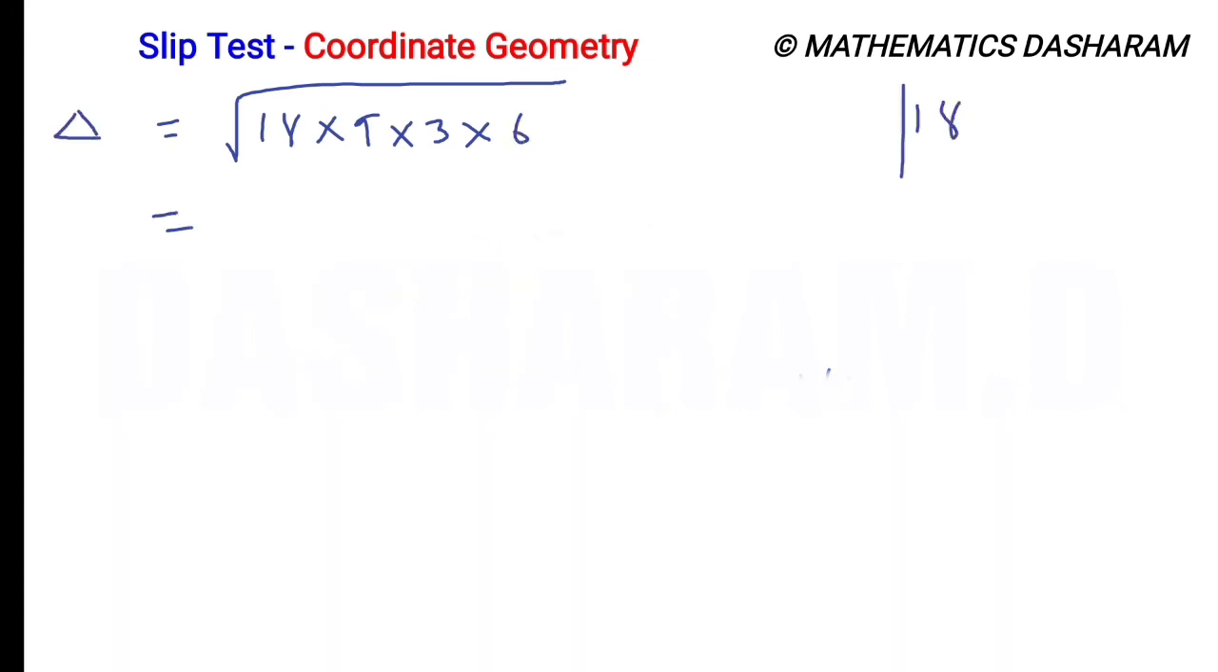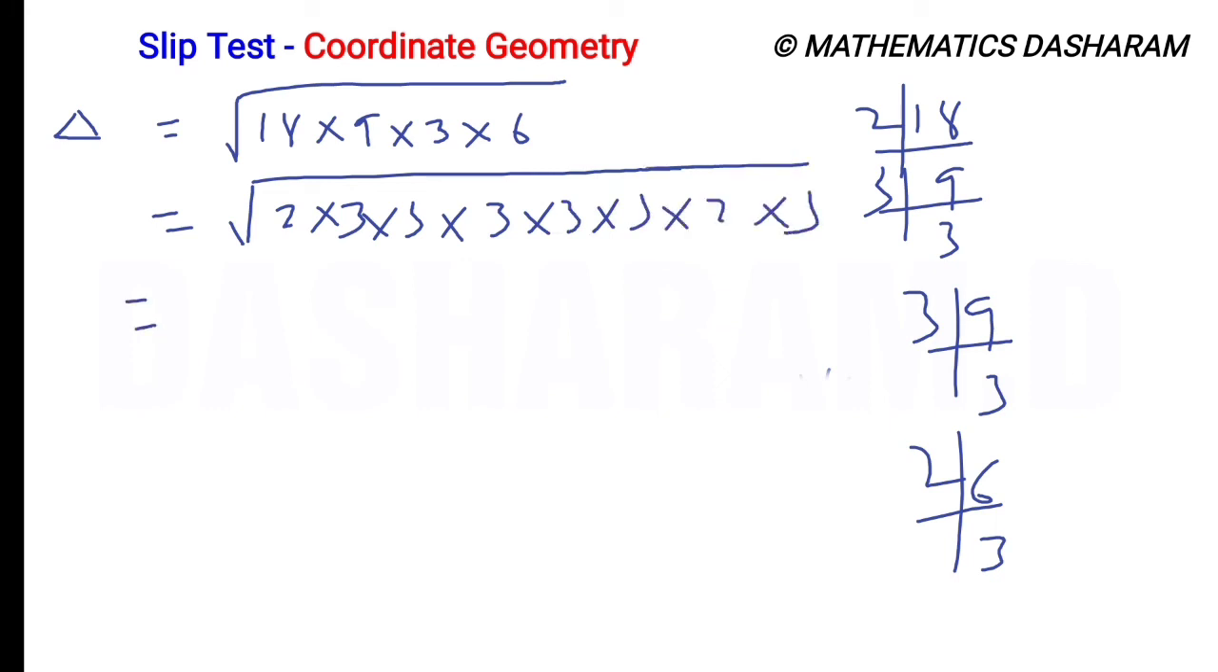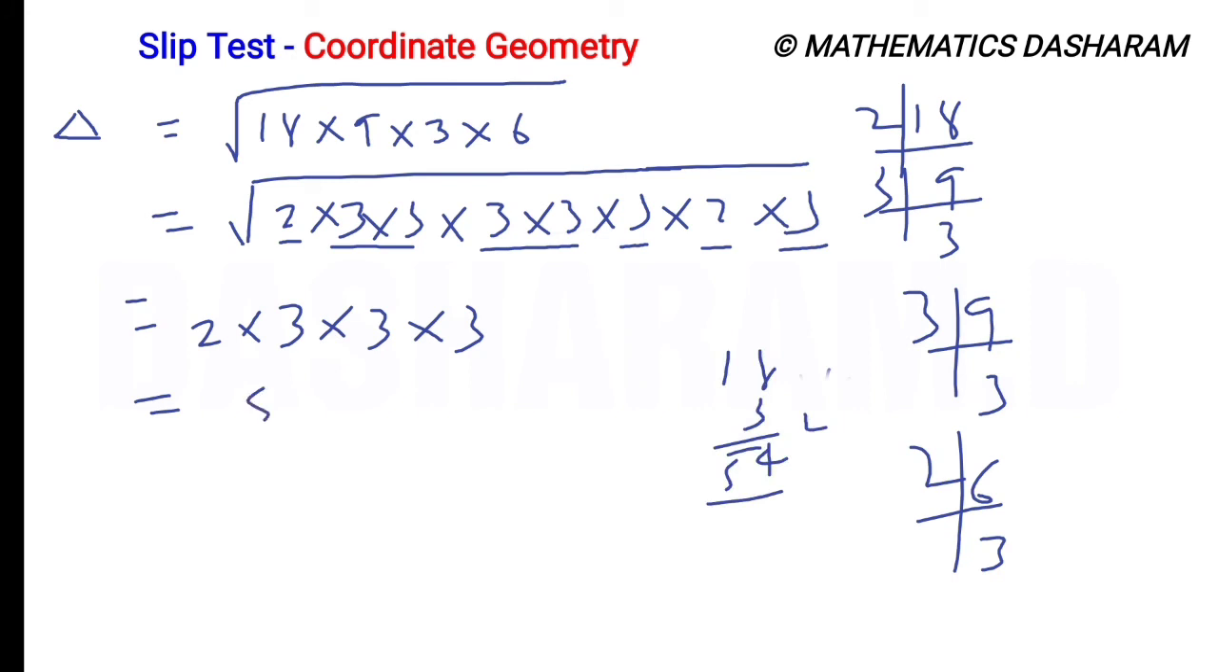So let's do the factorization of 18. 2 nines are 18, 3 threes are 9, next 9, 3 threes are 9, next 6, 2 threes are 6. So 18 is 2 into 3 into 3, 9 is 3 into 3, and 6 is 2 into 3. So here for two same numbers, one number will come outside. Here for 2 threes one 3, here 2 threes one 3, here 2 threes one 3. So there are no numbers left in the square root. So 2 threes are 6, 6 threes are 18, 18 threes are 54. So the area of the triangle is 54 square units.